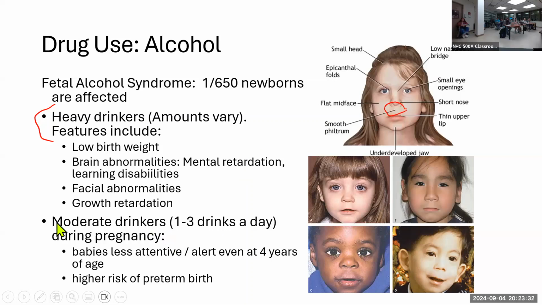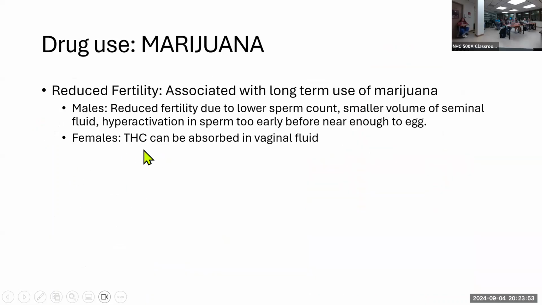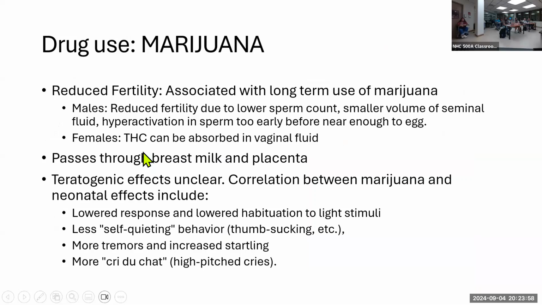It's recommended to have no drinks because even moderate drinkers, when they study the babies afterwards, the babies tend to be less attentive and alert even as late as 4 years later. That's for moderate drinking during pregnancy, 1 to 3 drinks a day. And there's also a higher risk of fructular teratogens. I'm not going to cover this, even though it's important, but the evidence on this isn't in yet. I haven't been able to find any sound studies of what happens.